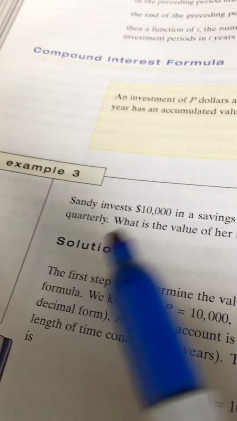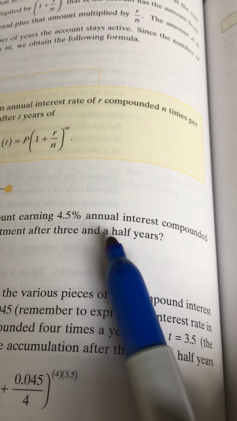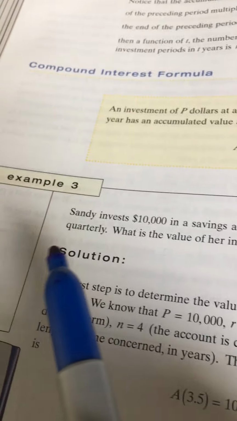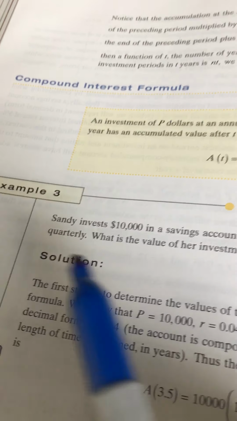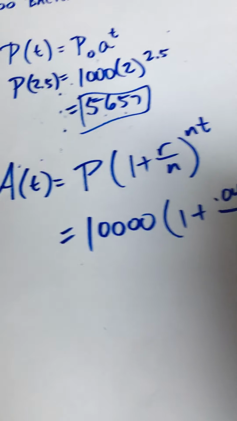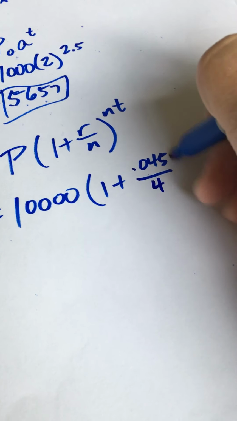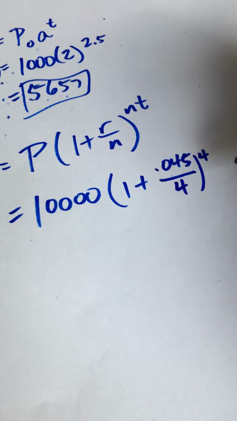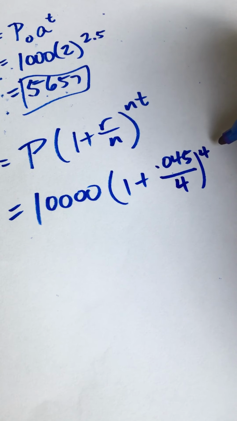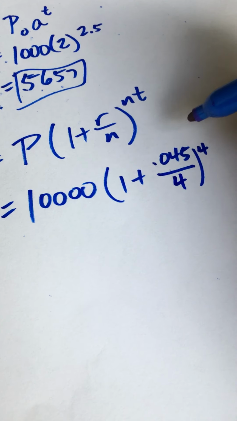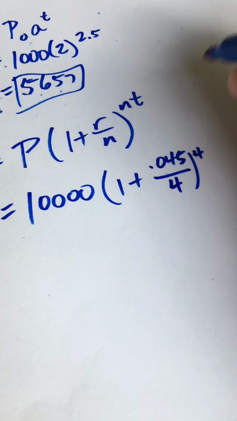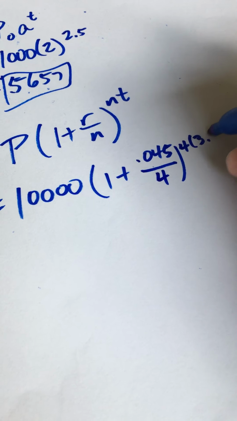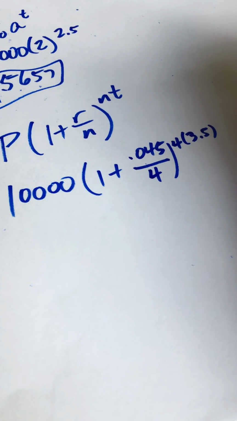The N is how often it's going to be compounded. Since this problem said annual interest compounded quarterly, quarterly means it's going to be done 4 times throughout the year. So that means the N is 4, both in the exponent and in the denominator there. And the T is how much time she's putting this in there. So they said, what's the value of her investment after 3.5 years? That'd be a 3.5 right there.